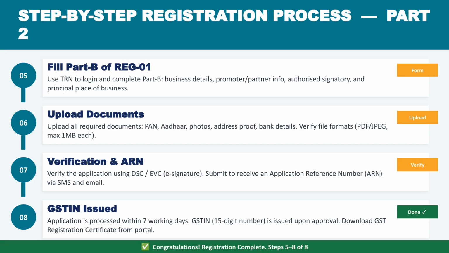The second part of the process completes the registration. Step 5 requires you to use the TRN to log in and fill out Part B of Reg01, including business details and authorized signatory information. Step 6 is to upload all required documents. Step 7 involves verification using DSC or EVC, after which you receive an application reference number, or ARN. Finally, within 7 working days, your GSTIN is issued.